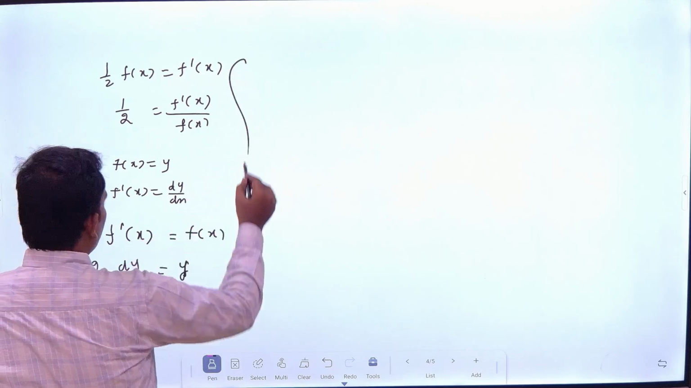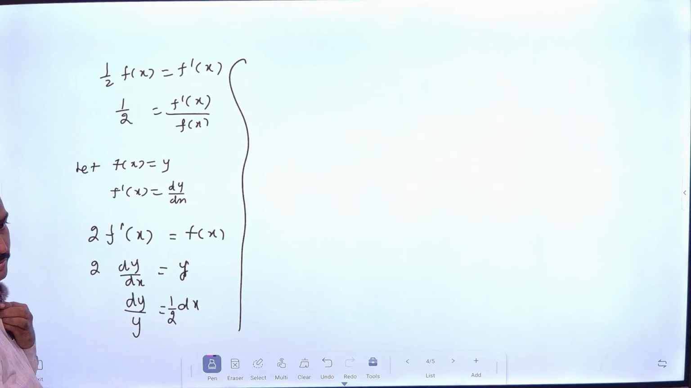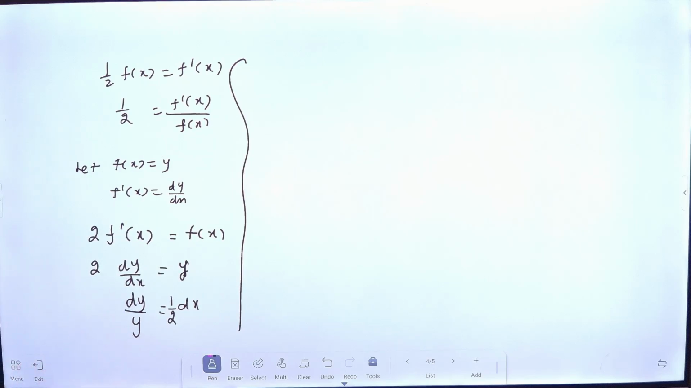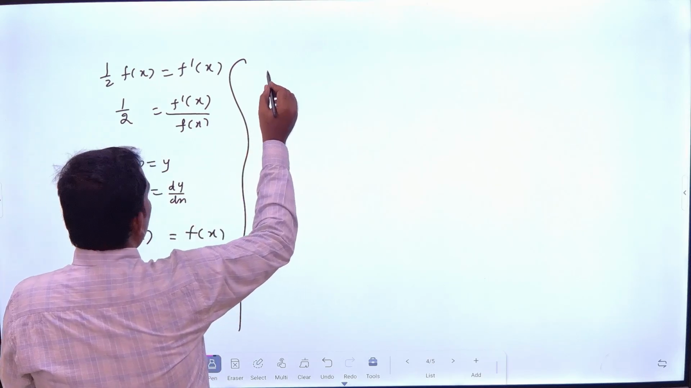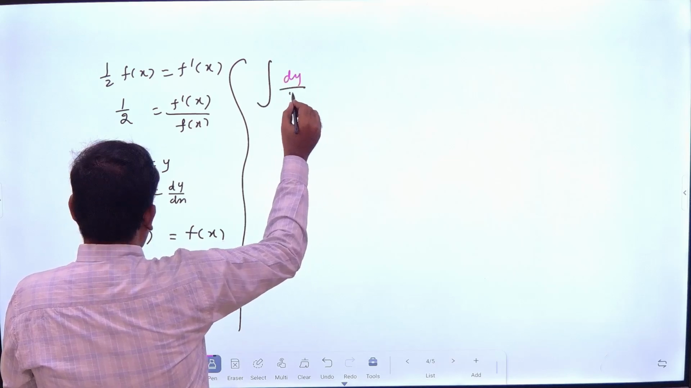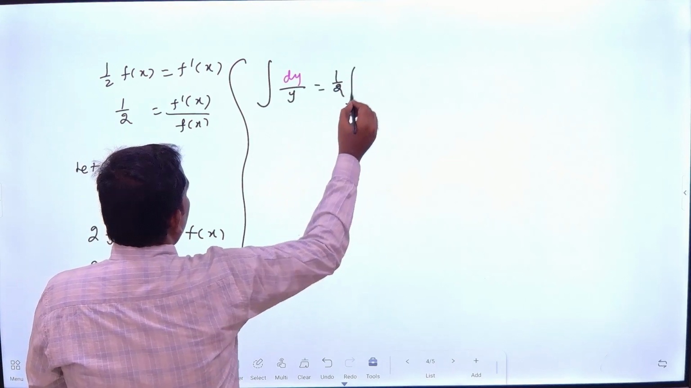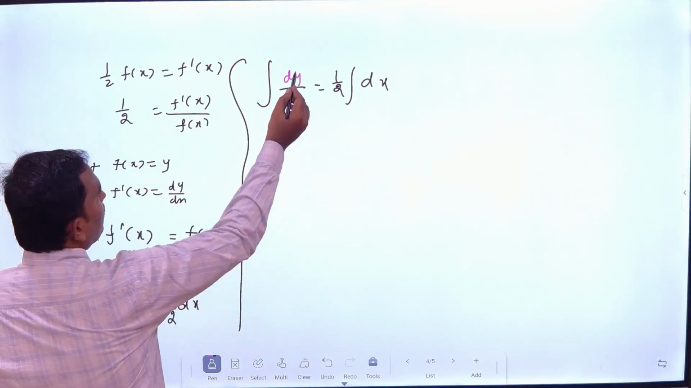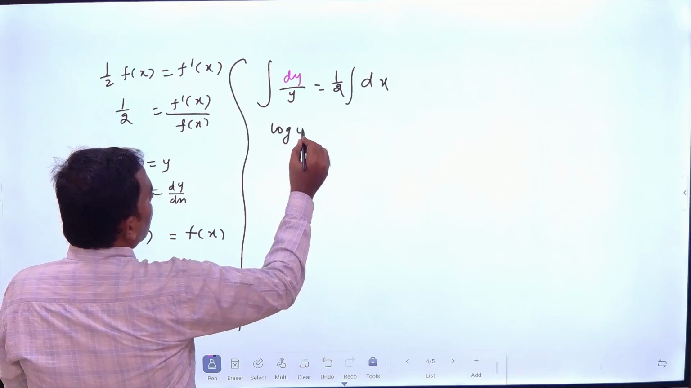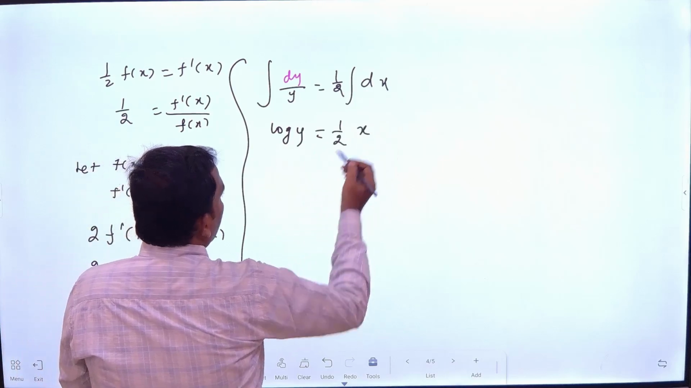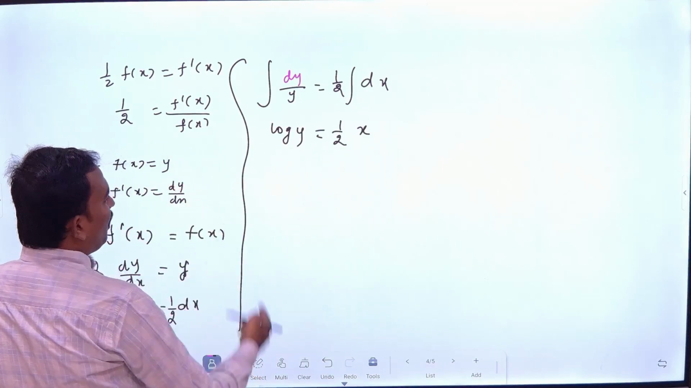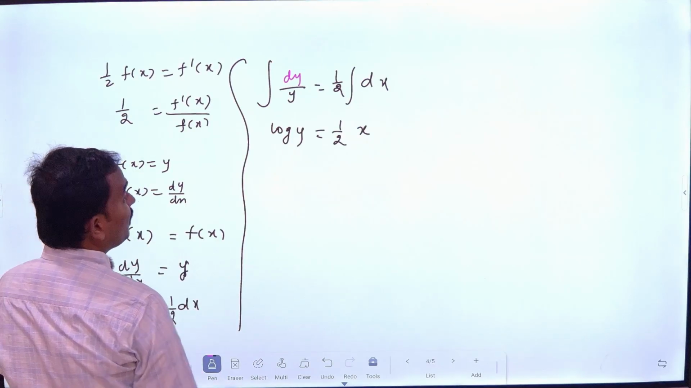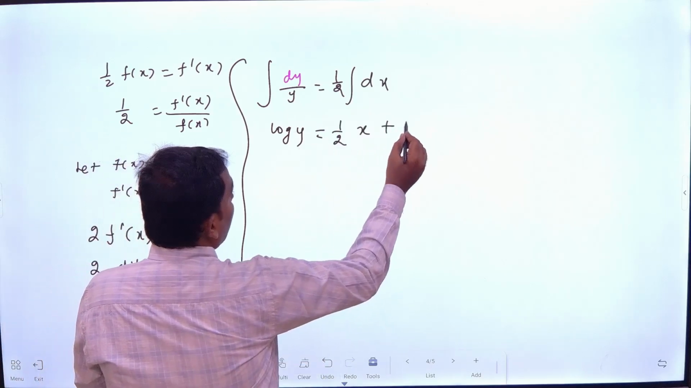Yes. Now how to find out y? Y is actually f of x, right? Then how to find out? Basically you need to integrate it, right? Then only you will get y. So integrating on both sides, dy by y is equal to half times integration dx. You can see, differentiate the denominator and you will get the numerator. Definitely you can apply log. Log y is equal to half times x, right? Okay, so how to find out y here? One more thing we missed here, it is an indefinite integral. You can add c here, right?